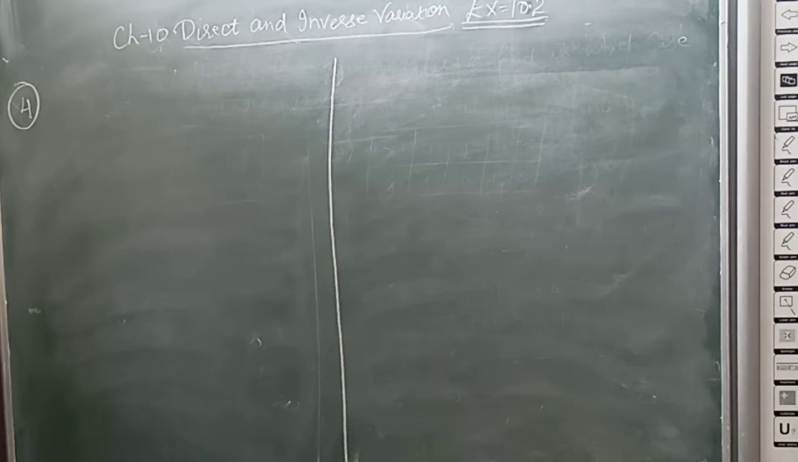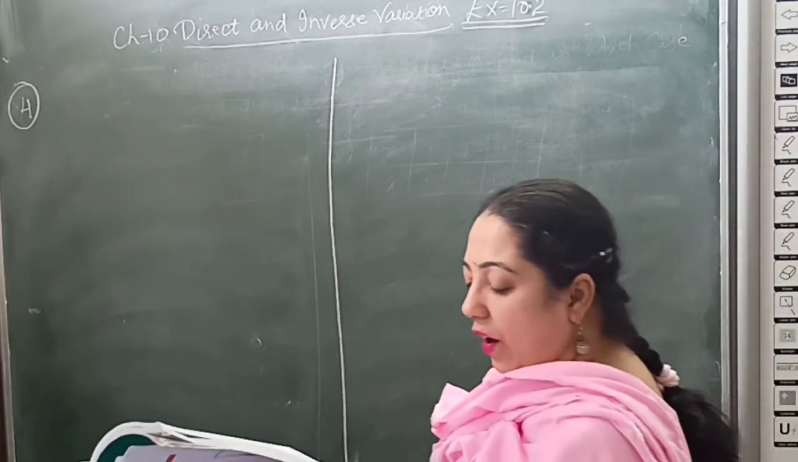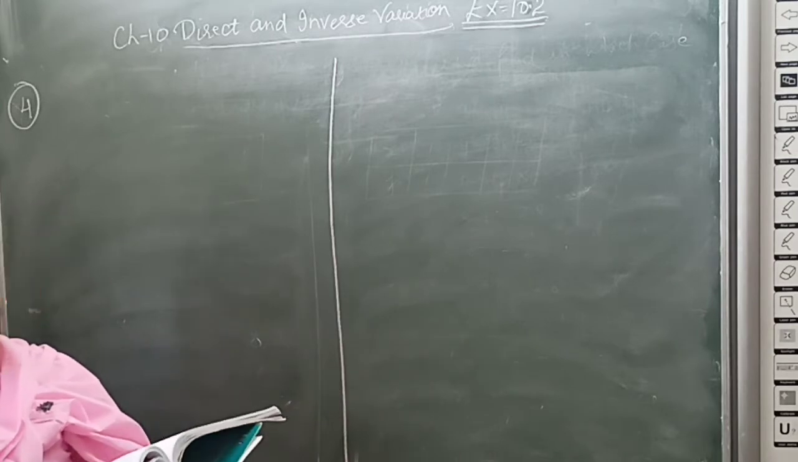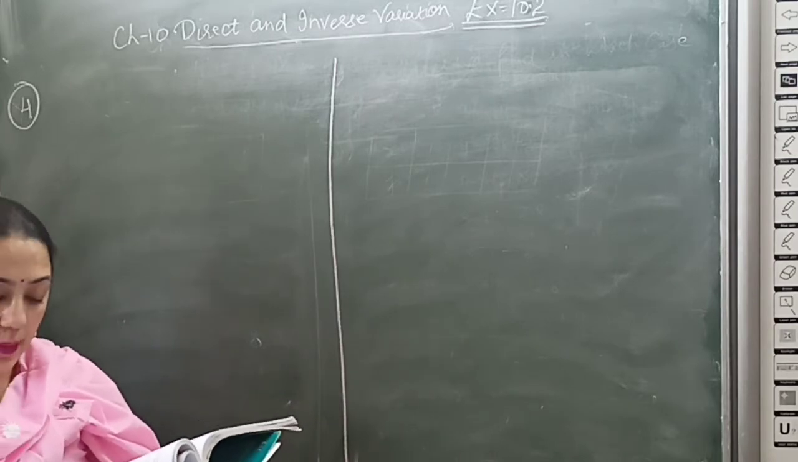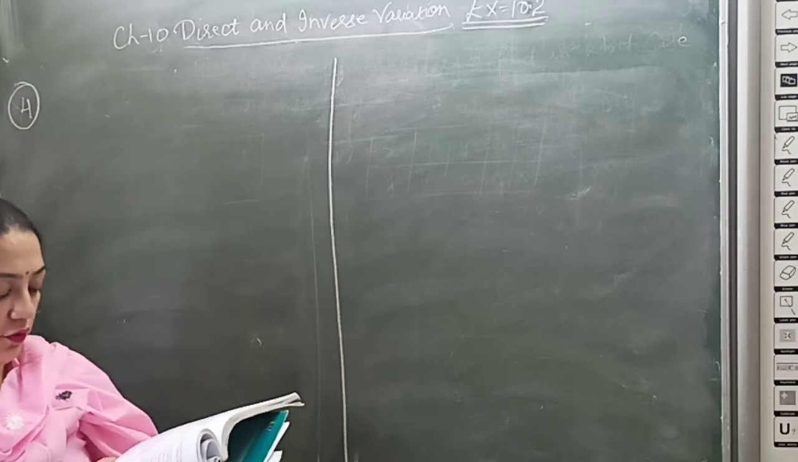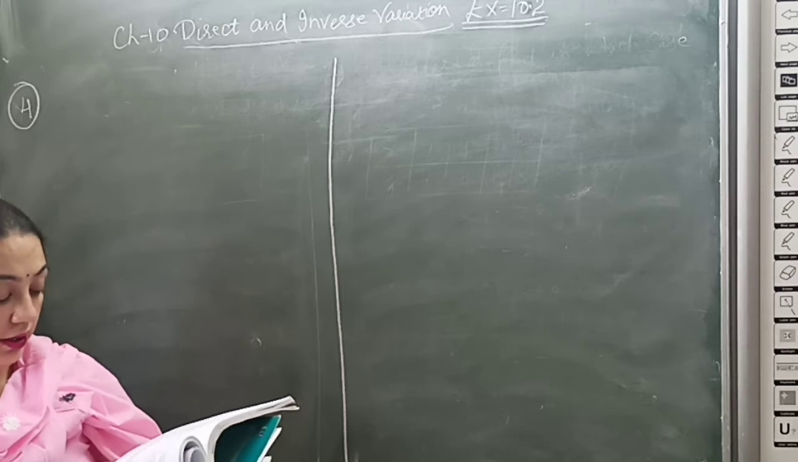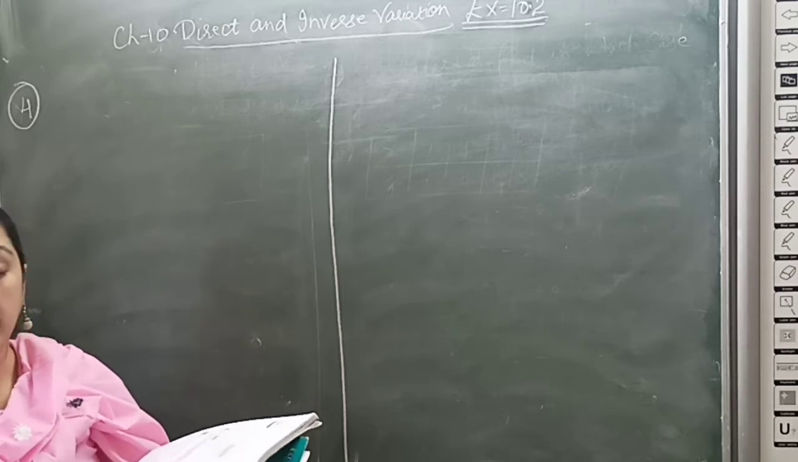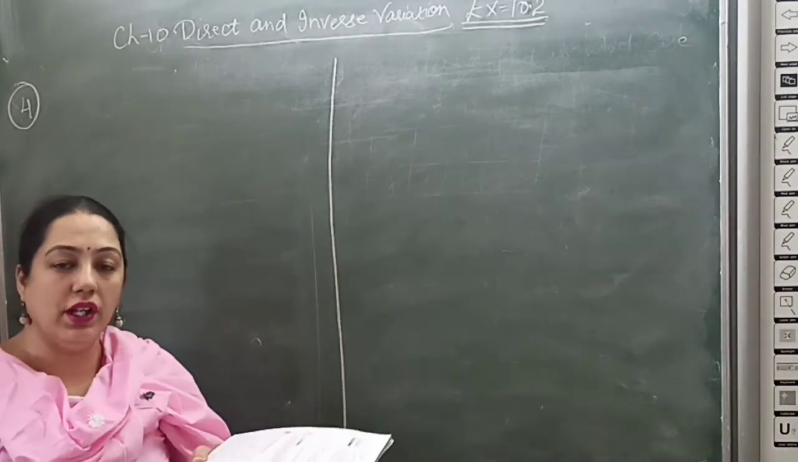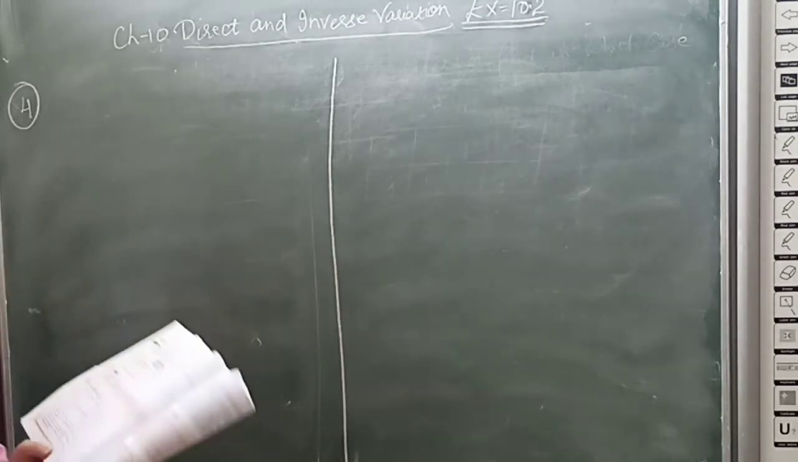Sum number 4 is, in a hostel of 50 girls, there is food provision for 40 days. If 30 more girls join the hostel, how long will this provision last? If you know the food is only for 40 days, but if the girls increase, then it means the food provision for days will decrease. So it is inverse proportion.